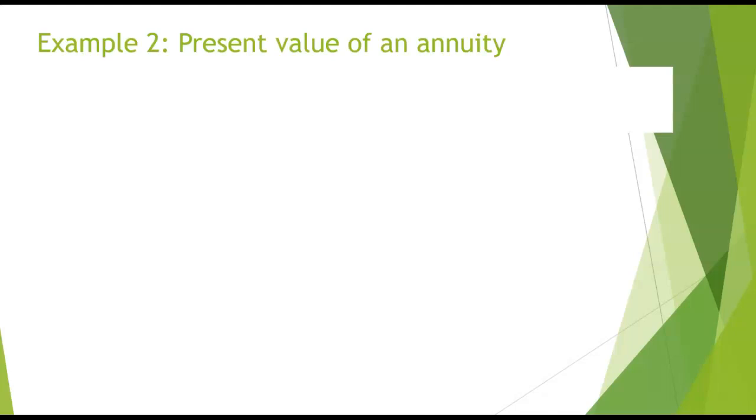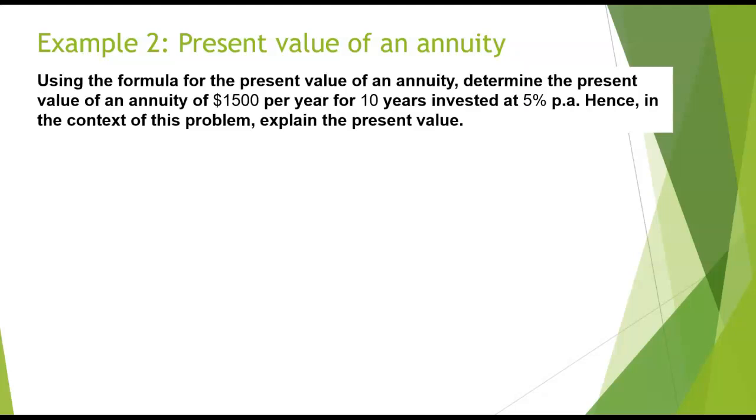So let's do another example. This time we're going to work out the present value of the annuity. So using the formula for the present value of the annuity, determine the present value for $1,500 per year for 10 years, invested at 5% per annum. We don't have any compounding periods this time, it's just annually. And then it says, hence in the context of this problem, explain what that means.